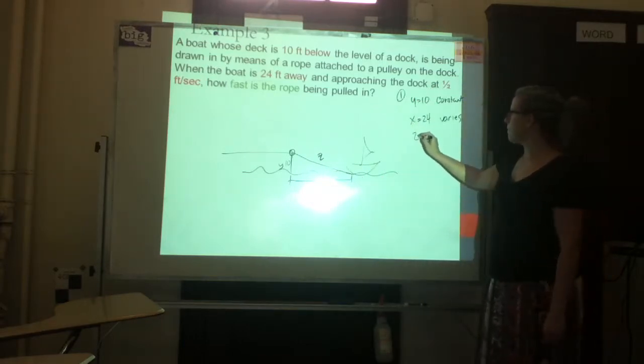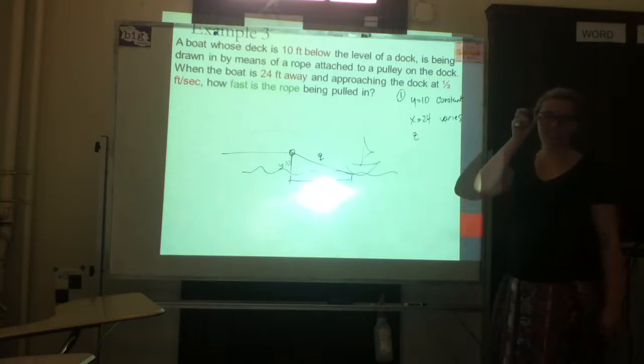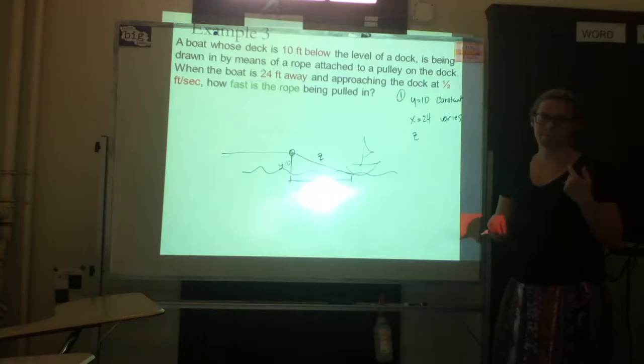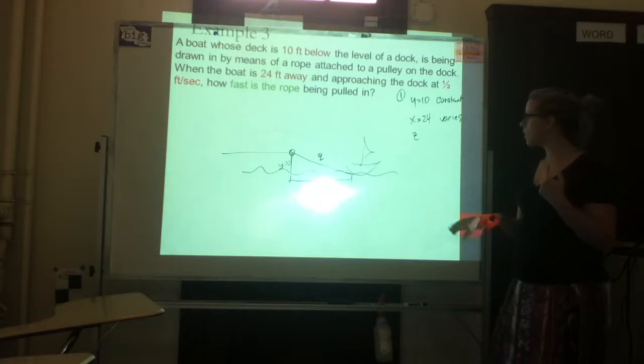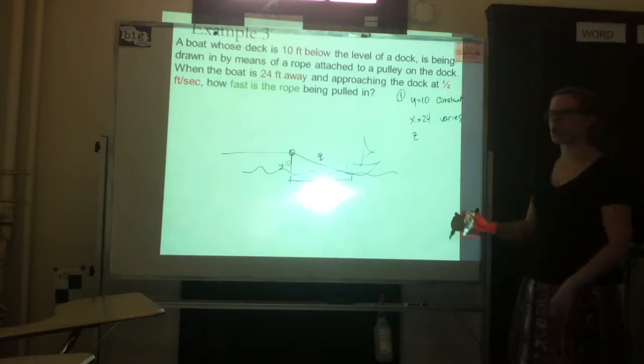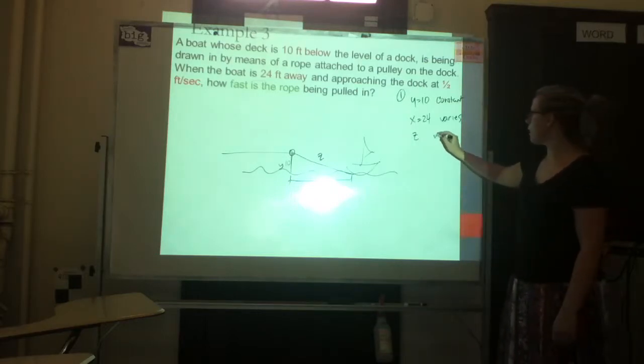Does z vary or is it constant? I don't know it yet. All right, we're back. So this rope is being pulled in. The rope is getting shorter and shorter and shorter, so z varies, okay?